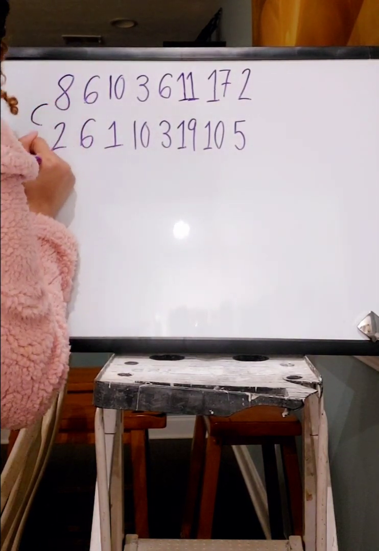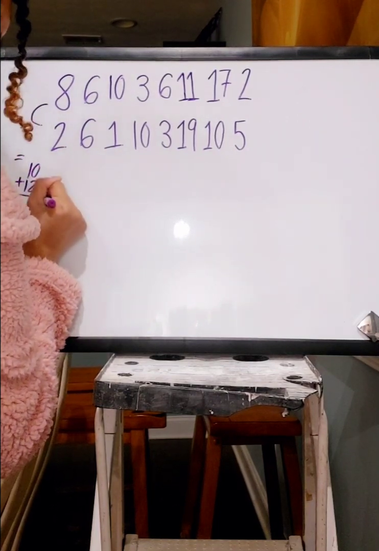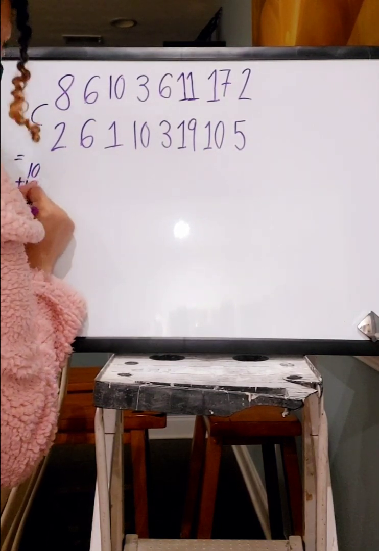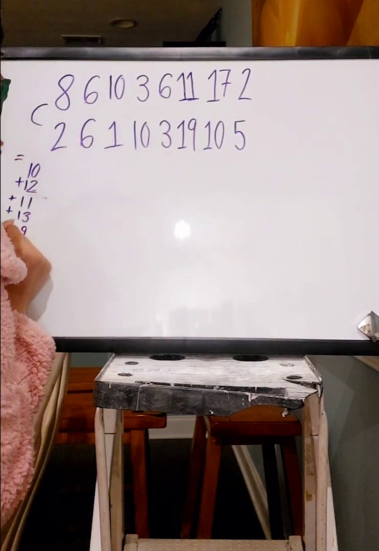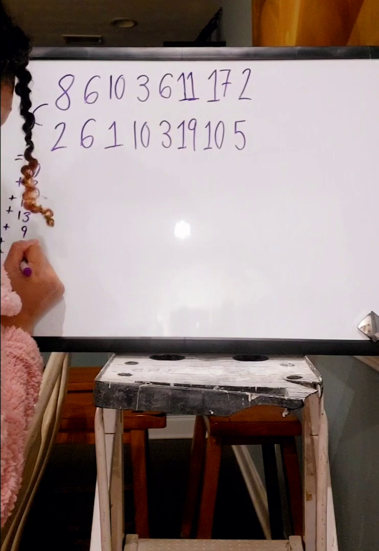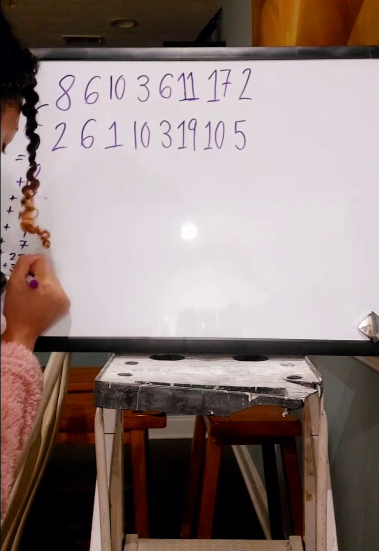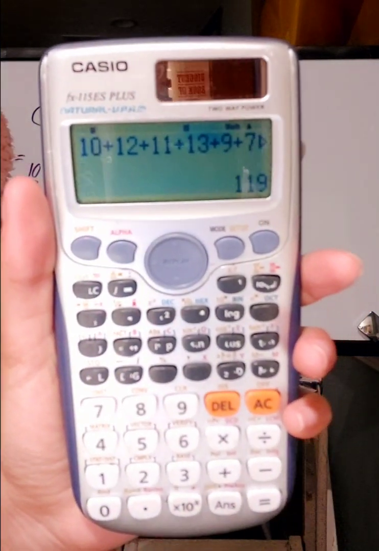So, 10 plus 12 plus 11, 13, 9, 7, 27, and 30. Now let's add all of these numbers up and see what we get. When we add all of these numbers up, we end up with 119.